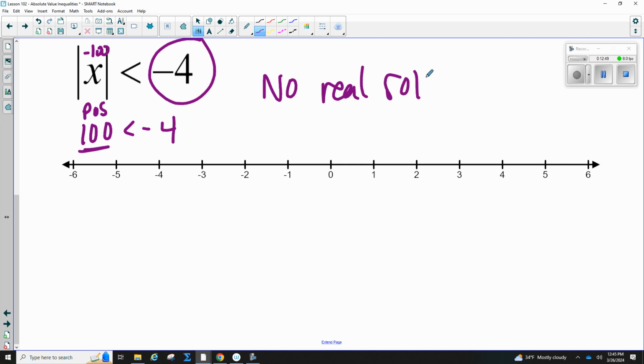So this one would be no real solutions. And we would have an empty number line, just like a blank number line. Okay, those are the special cases. All right, let's try some whiteboard.